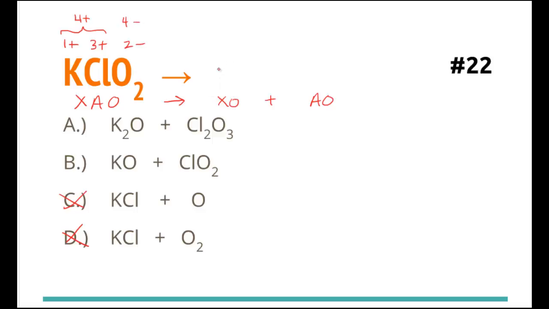If I bring that across to the other side, my potassium with my oxygen, my chlorine with my oxygen, to follow my XO and AO formula here, or kind of equation template, bring everybody's charges along. Potassium's a +1, oxygen's a -2, chlorine's a +3, oxygen's a -2. And if I make each of these compounds neutral, then it's going to be K2O and Cl2O3. Our option then is letter A. So your correct answer on that one was letter A.